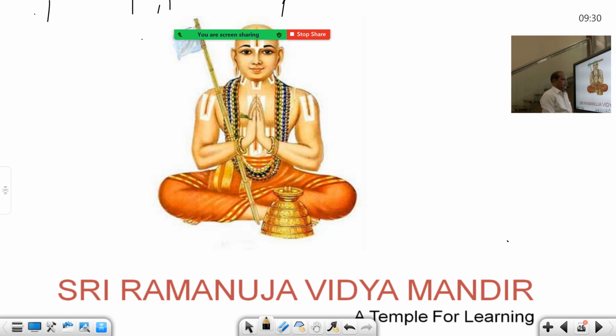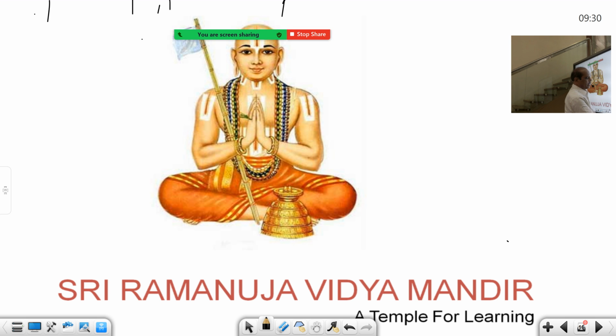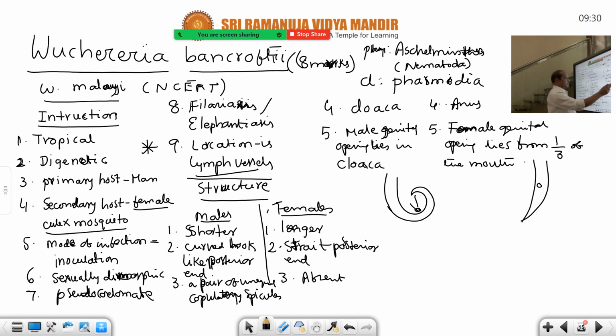So let us continue the life cycle of Wuchereria bancrofti. Yesterday we gave some important structural features. If you want, let us go back to the previous page. There, these differences we have given: shorter, longer, curved hook-like posterior end and straight posterior end. The posterior end has a cloaca which has copulatory spicules. A pair of copulatory spicules are present here, absent there. And the anus is present in the straight posterior end of the females.